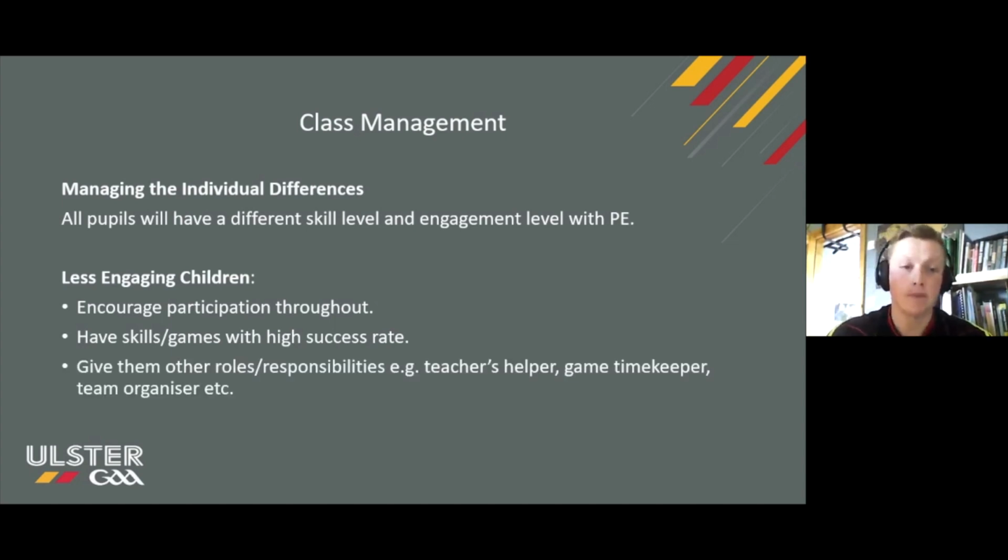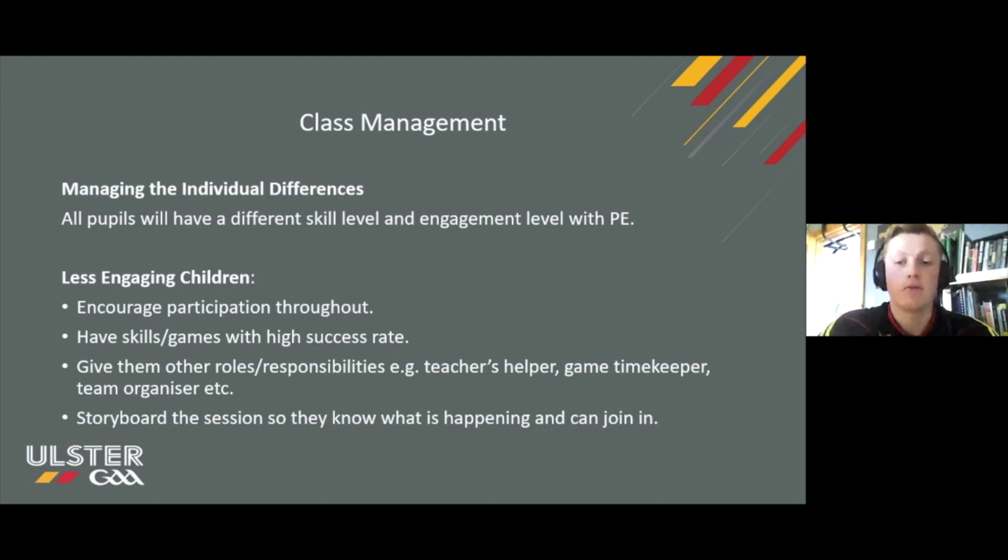Then we go back to giving them roles and responsibilities: teacher's helper, game timekeeper, team organizer, etc. These children are in charge of setting up and running the PE session. It gives them a bit of control over what they're doing, and gives them responsibility in that respect as well. Just off the top of my head, this can be applied to different examples. If someone's injured, in a cast, or has no PE gear, these can still be ways to keep people engaged in the lessons.